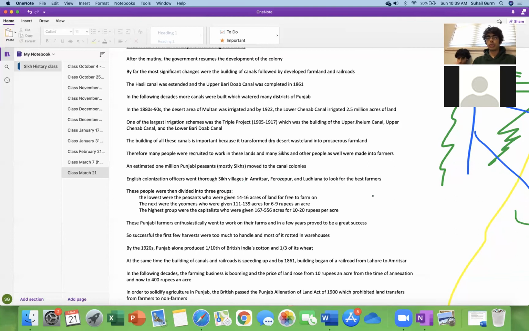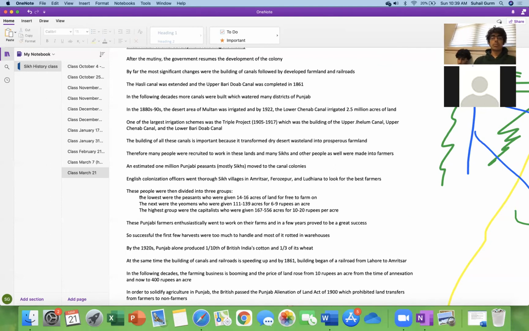So they went through all these major cities in Punjab to look for the best farmers. So they recruited all the best farmers to work these new canal colonies. And what they would do, they would gather together these farmers from Punjab, and they would give them land to farm, which is, of course, a win-win situation. They get land, and they get a job and food from their land, and the British get benefits. They have resources, money, and stuff coming from that farmland.